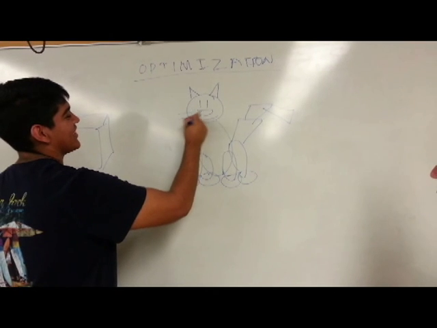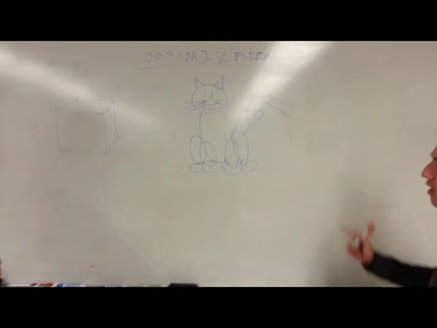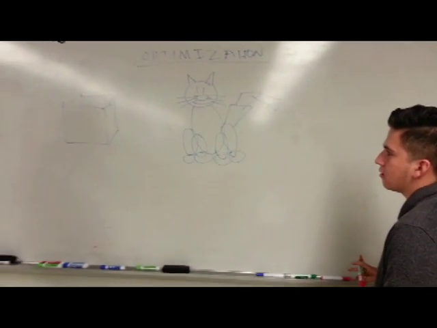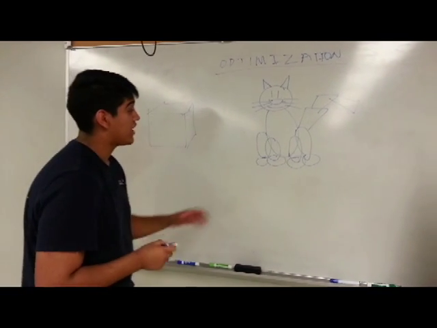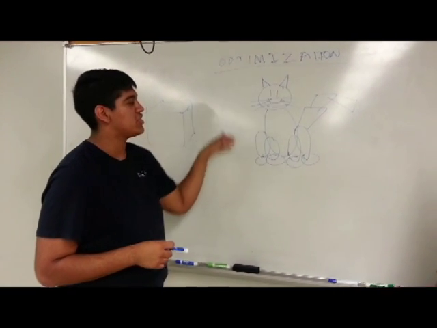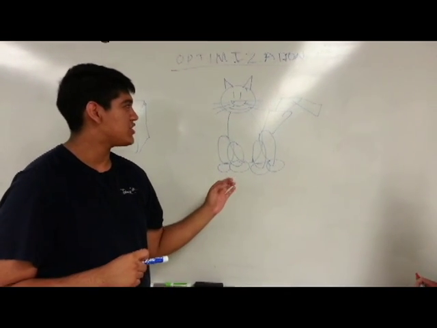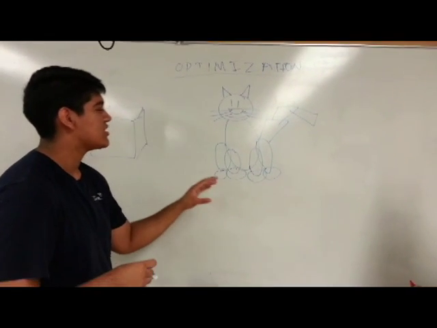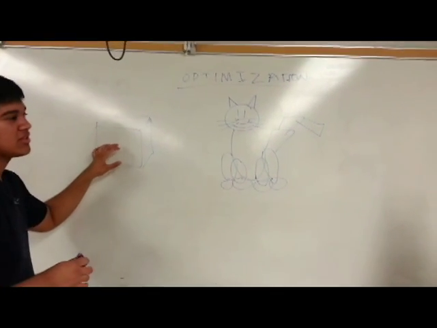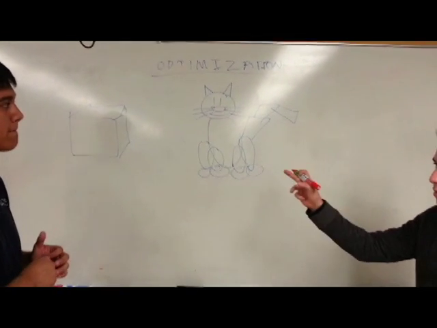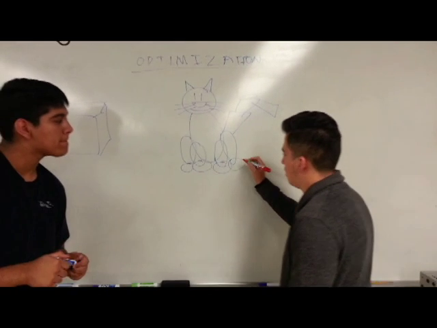What's your idea of maximizing the cat inside the box? So, if we could just, like I did, break up the cat into different shapes, we could maximize each shape into the box. So we add up all the areas and then maximize it to that? Yeah. So like breaking up each individual part.